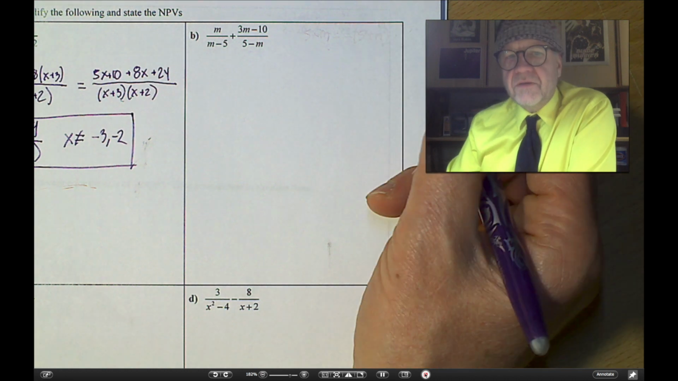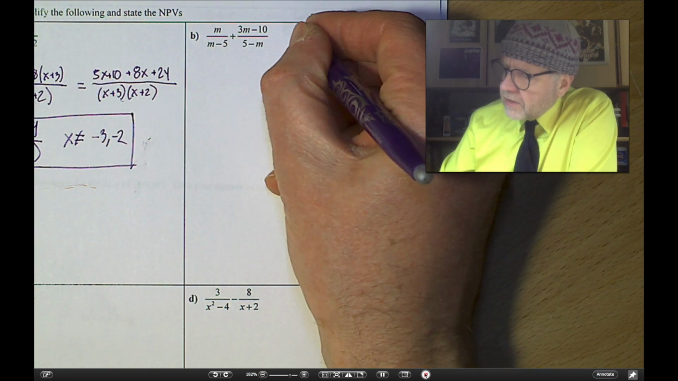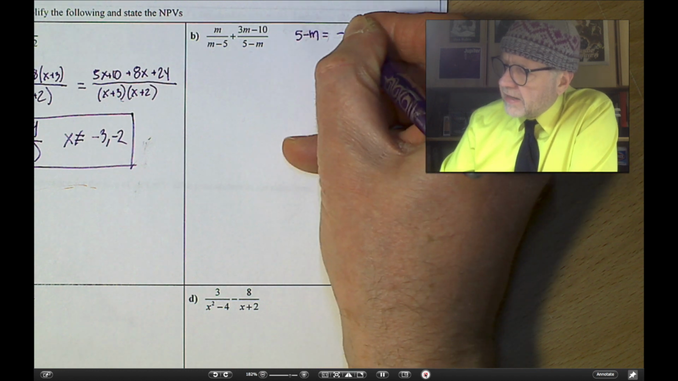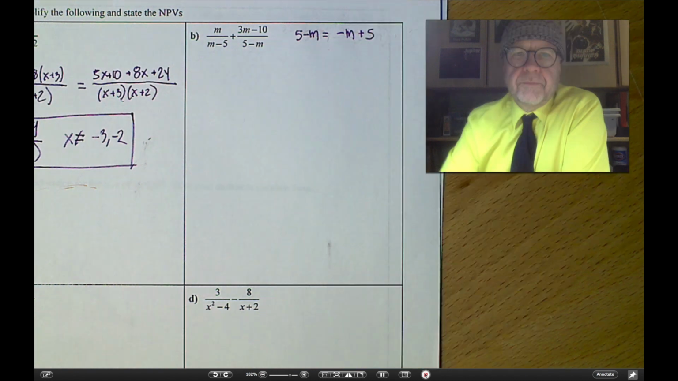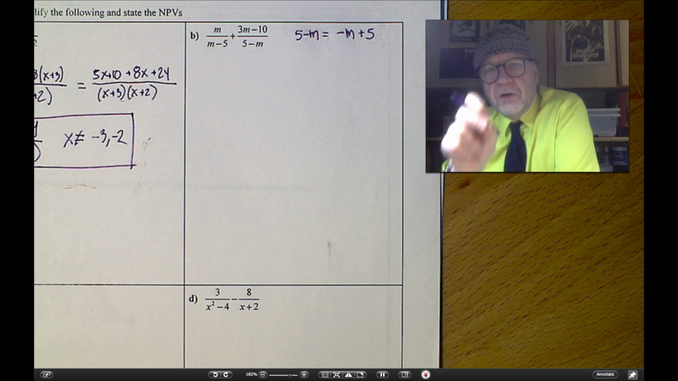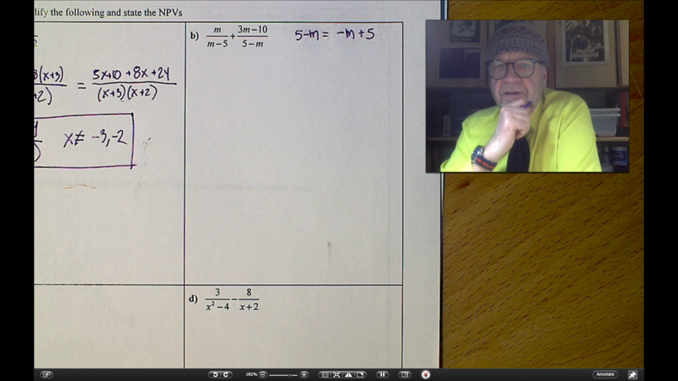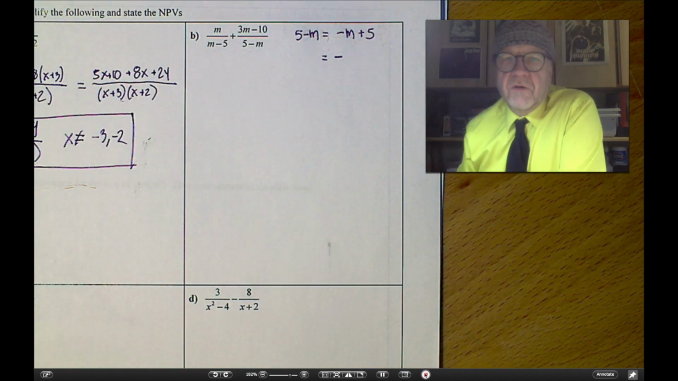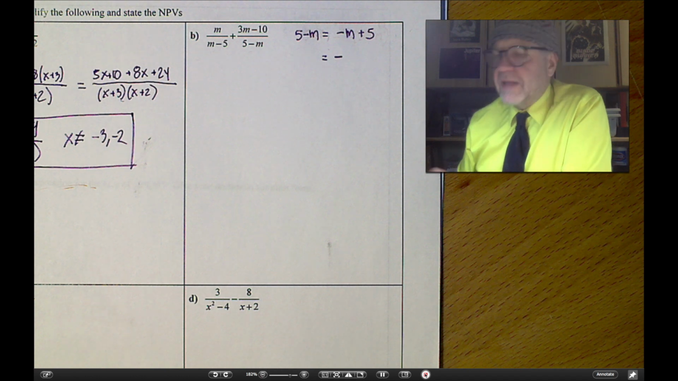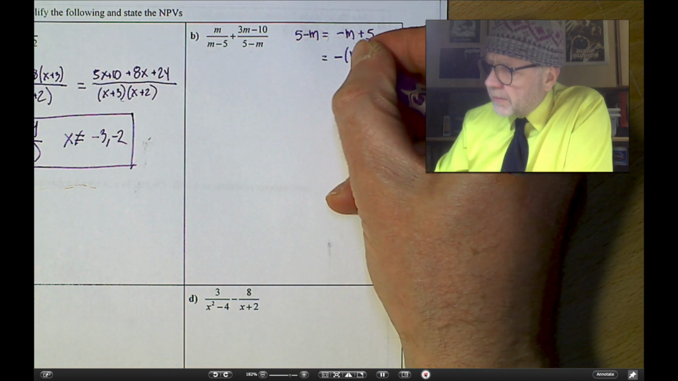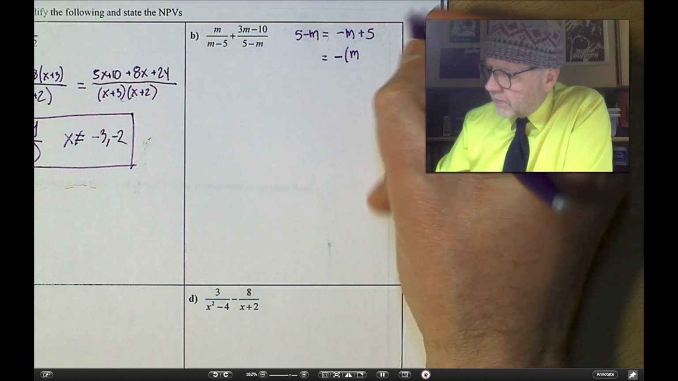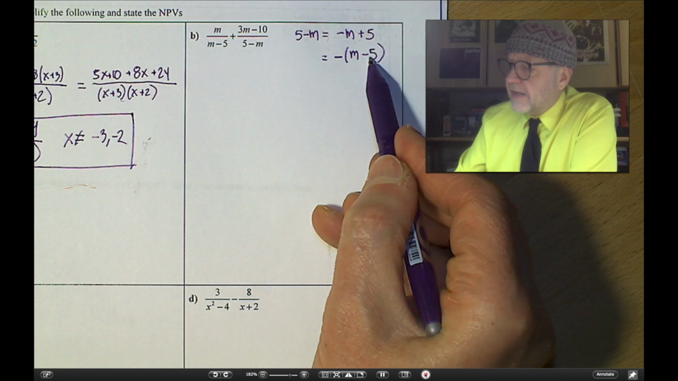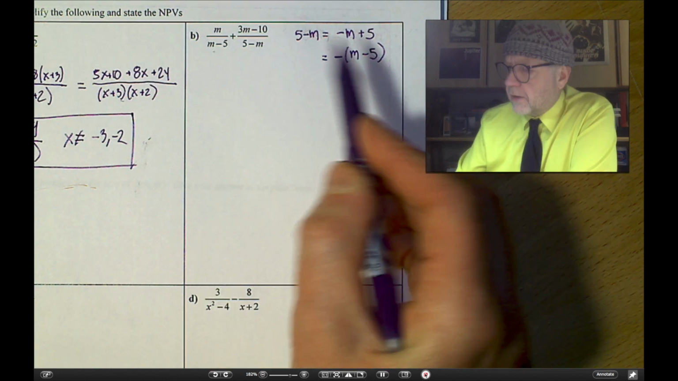Well, how do you do that? You realize that 5 minus m is the same as -m plus 5. All right, so there we got the terms in the correct order, the m first and then the 5. And then I'm going to factor out a -1. So -m divided by -1 is just going to be positive m, and 5 divided by -1 is going to be minus 5. And boom, all of a sudden, you've got the same kind of term here and here.